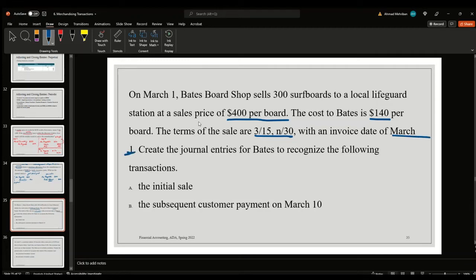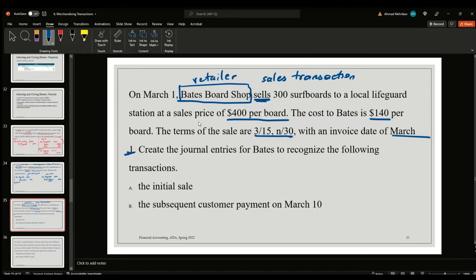Now we have to create the journal entries for the Bates company, meaning this is our retailer. And again, they sell, which means this is a sales transaction. Don't ever forget to identify who your retailer is and which type of transaction they are doing. We're doing our journal entries from the perspective of a retailer. Whether it's a purchase or not, it's for you to identify from the conditions of the exercise. In this case, it says sales, so we know this is a sales transaction.